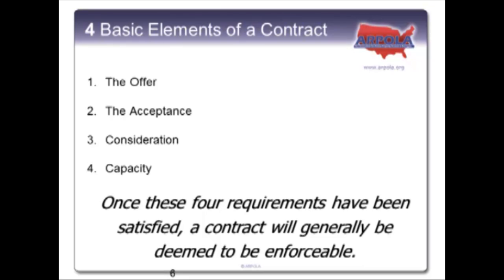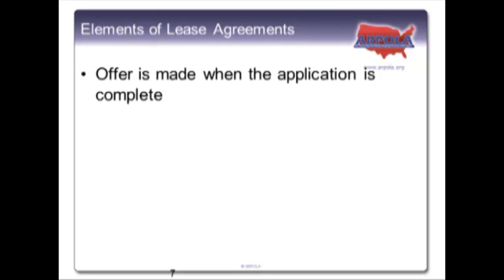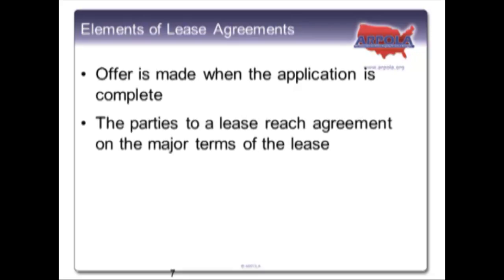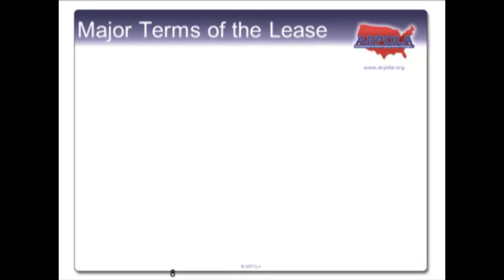Now, there are four basic elements of the contract, any contract. There's the offer, the acceptance, consideration, and capacity. Once these four requirements have been satisfied, a contract will generally be deemed to be enforceable. In a lease agreement, offer is made when the application is complete and the parties to the lease reach agreement on the major terms of the lease. There is consideration because money changes hands, and the parties are competent and have the ability and capacity to contract. So you know that as you walk through your process, you actually have a legally binding contractual agreement.